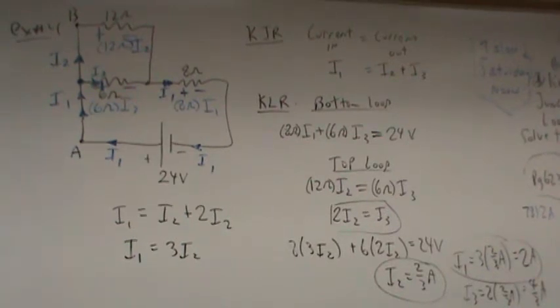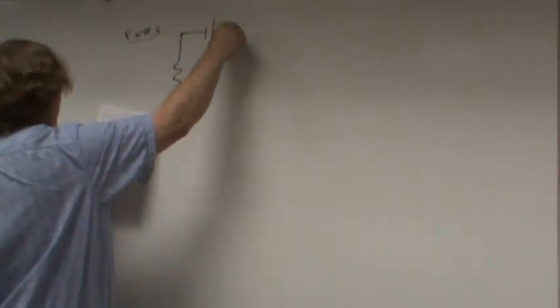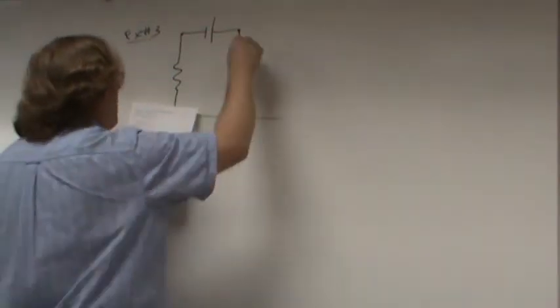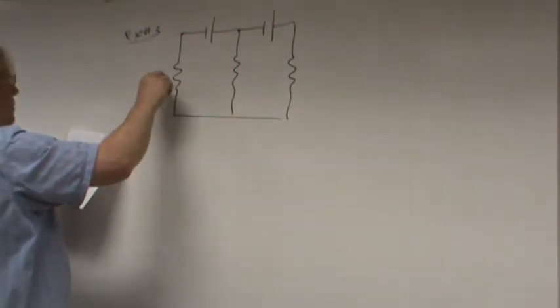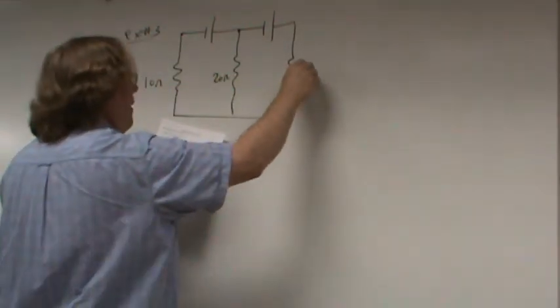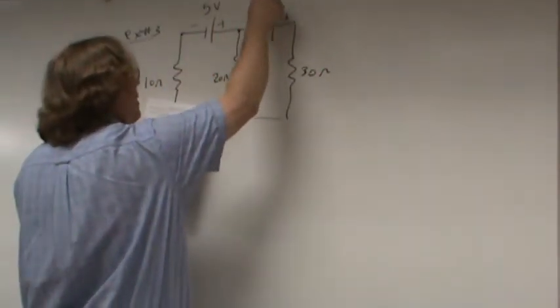It is time for us to do example 3 together. So that it's easy for me to check you guys, we're going to define the same current for example three together, and then I'm going to walk around and help you if you need it. Here's example three. Okay, this is 10 ohms, 20 ohms, 30 ohms.